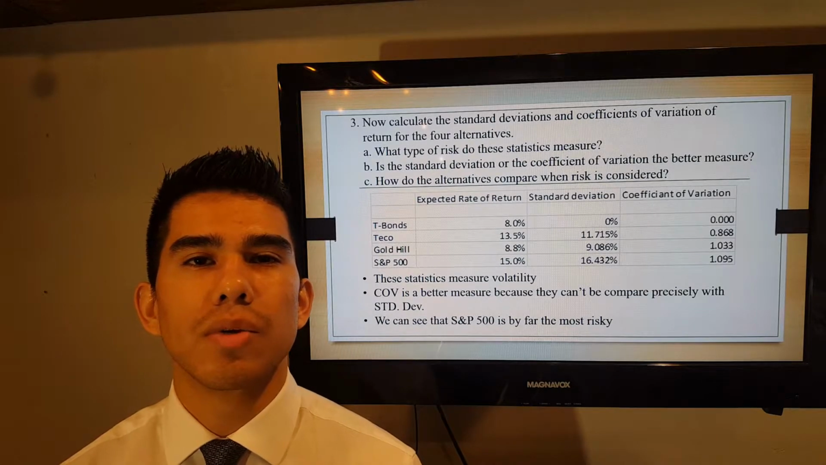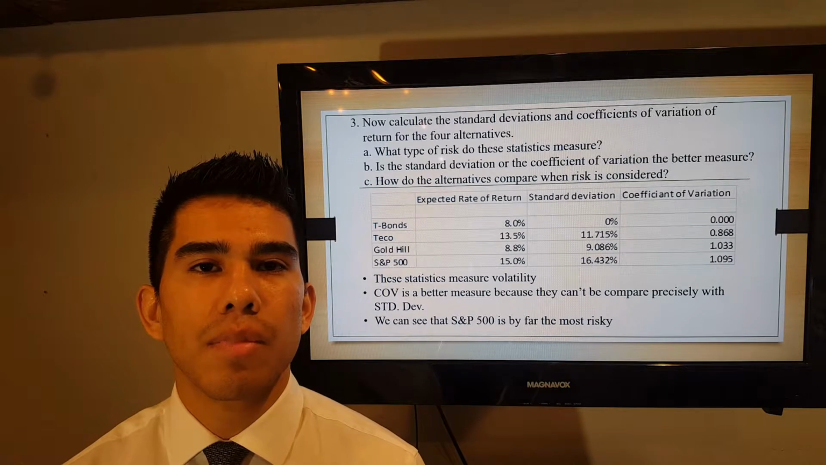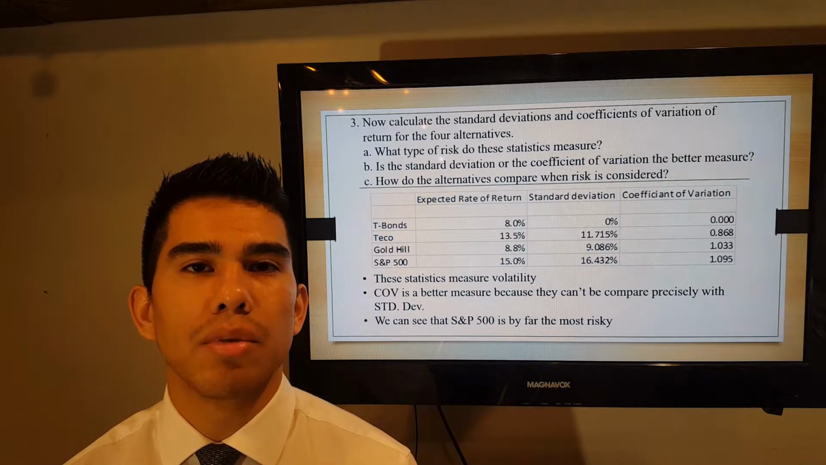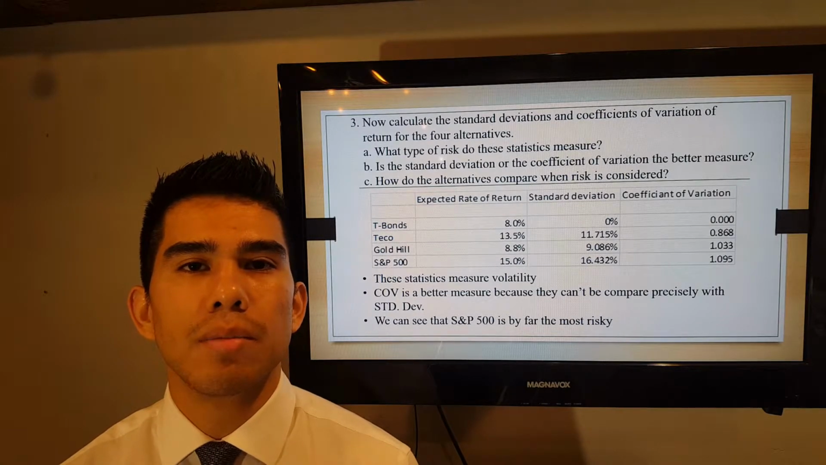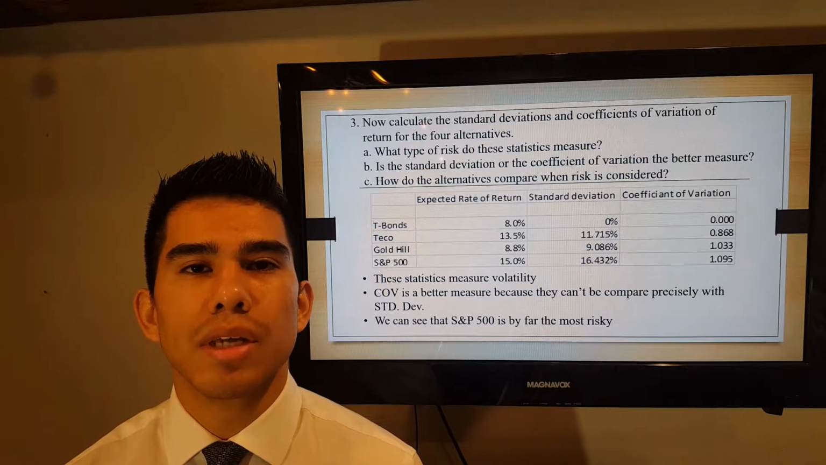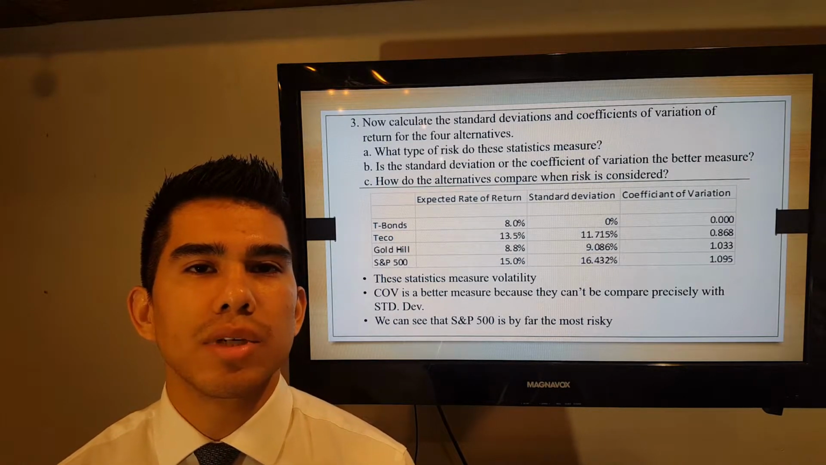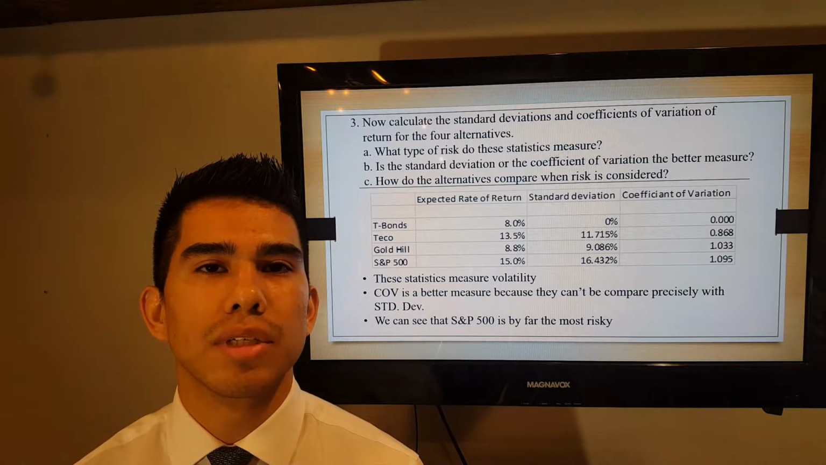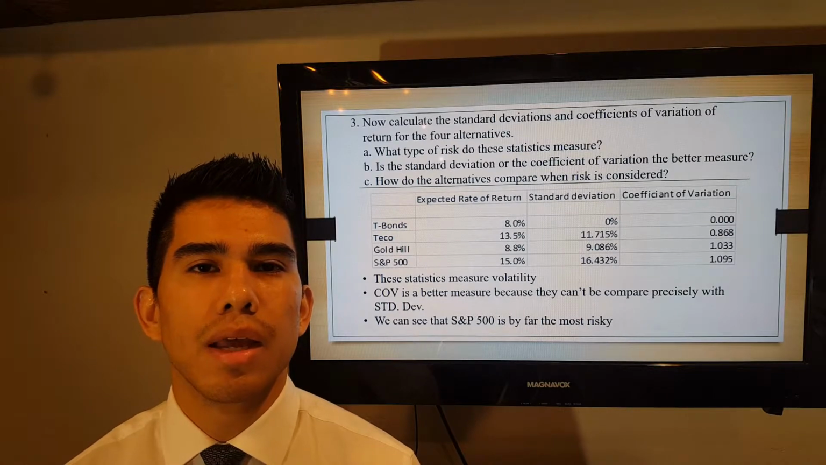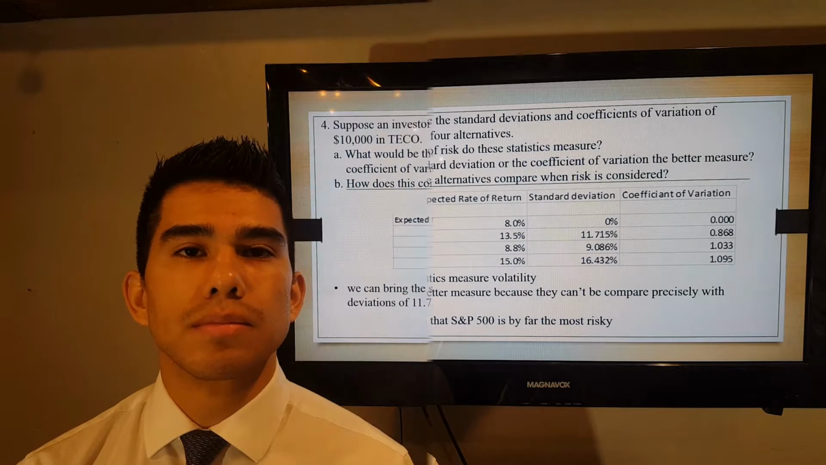Now to answer the other questions, these statistics measure volatility, and when we compare both measurements, we see that coefficient of variation is a better measurement because it's very difficult to compare the standard deviations of 2 separate securities. And when we consider risk, we can see that S&P 500 clearly has the riskiest investment potential, and that's reasonable since the expected rate of return is much higher.